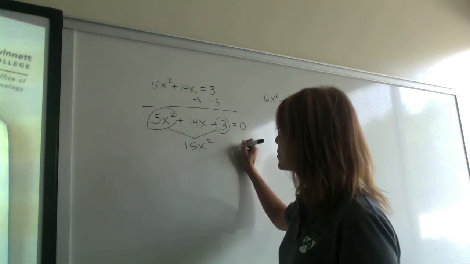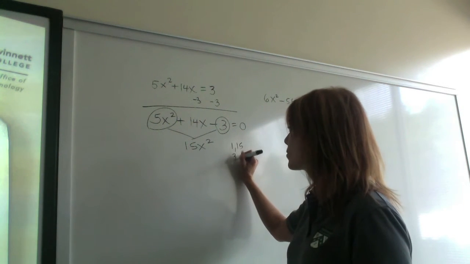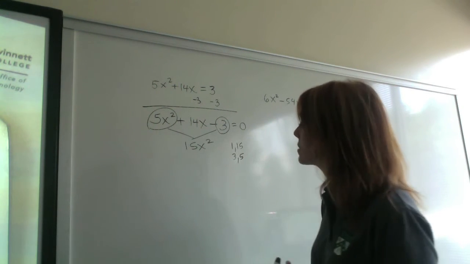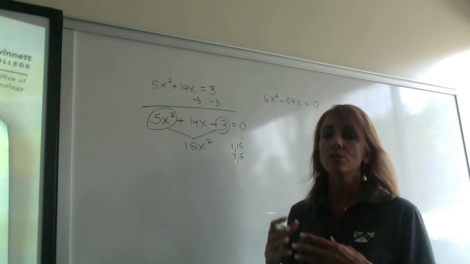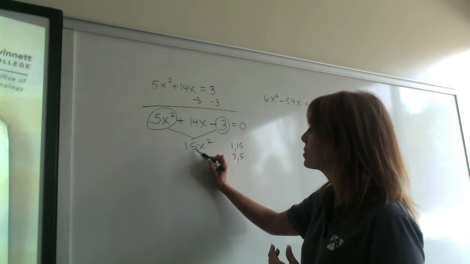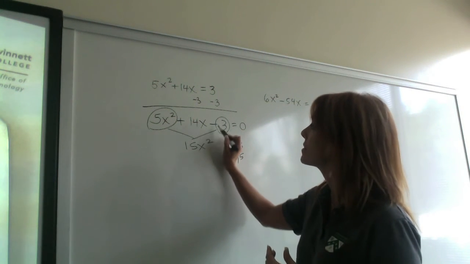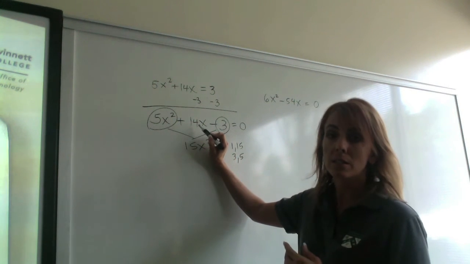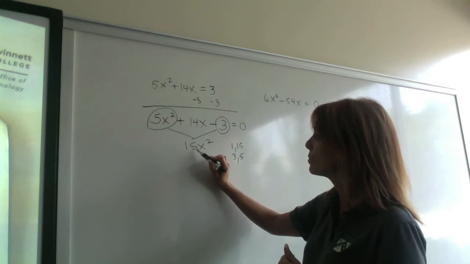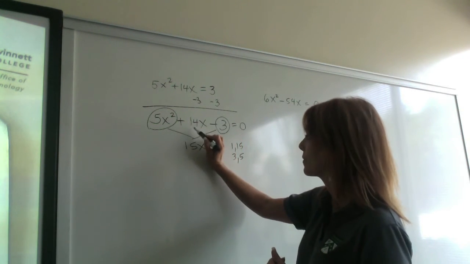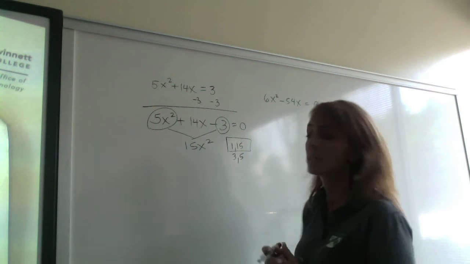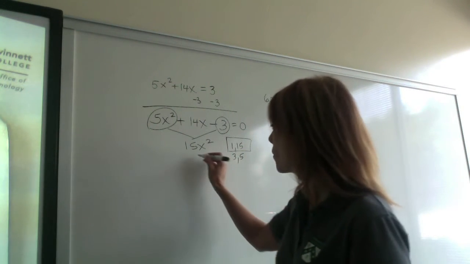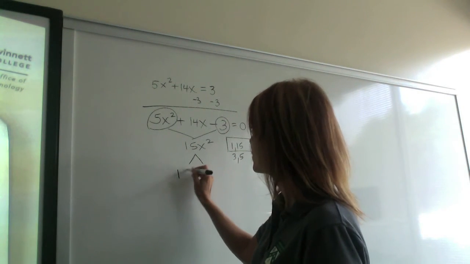So let's think about this. What 2 numbers multiply to make 15, yet subtract to make 14? Okay? Which 2 numbers multiply to make 15, but subtract to make 14? And that answer is the 15 and 1. So this is now going to break apart into 15x and 1x, and of course we don't have to actually write the 1, it's implied.